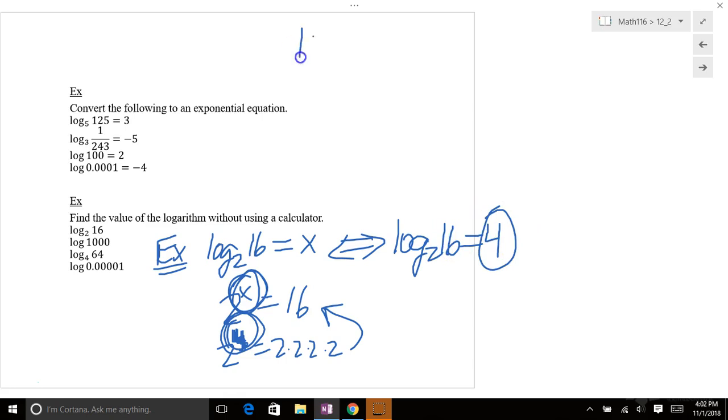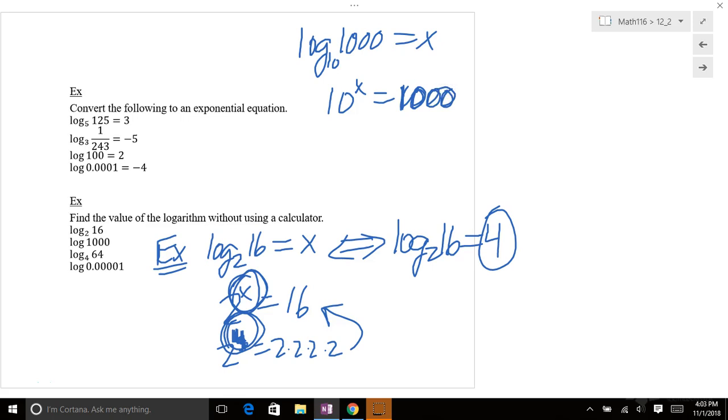Let's do the next one, log of 1,000. Again, set equal to x. If they don't write the base in, you know it's base 10. That's called a common logarithm. Run the exponential form: 10 to the x is 1,000.